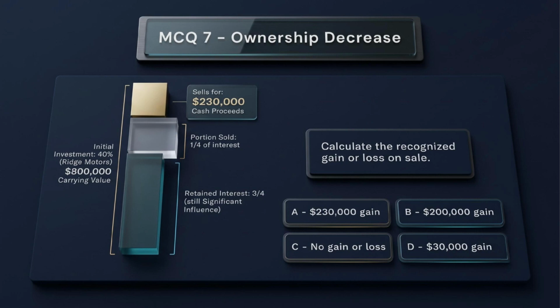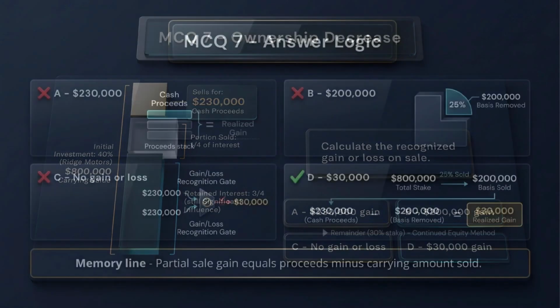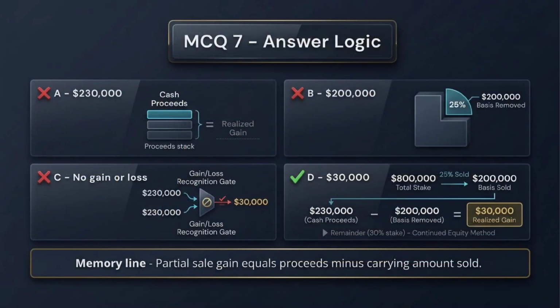Focus on the portion sold, not the total investment. Calculate the carrying amount removed, then compare it with proceeds. The correct answer is D, a $30,000 gain. Option A is wrong because $230,000 is the sale proceeds, not the gain. Option B is wrong because $200,000 is the carrying amount of the portion sold, not the gain.